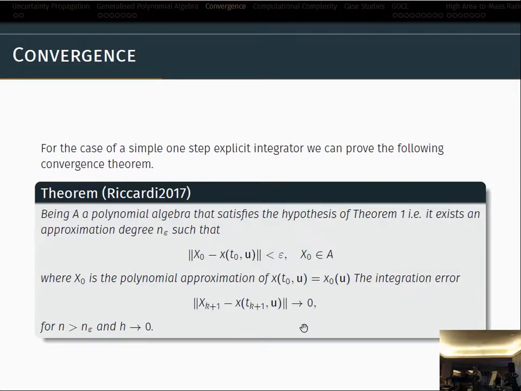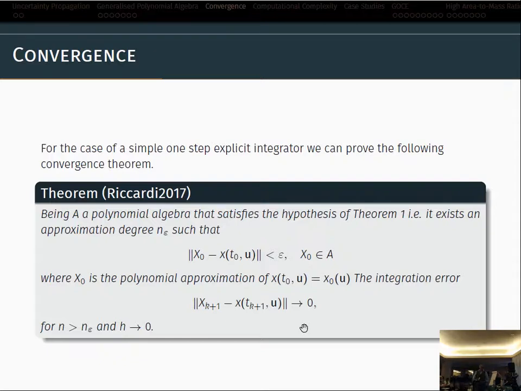So what Annalisa managed to do, provide this simple demonstration, it's 3 pages, but it's a really simple demonstration, that if this property is satisfied on the initial conditions, so if the representation with polynomials for a certain degree of the polynomial is arbitrarily close to the actual distribution of the initial state, then at a certain integration step k plus 1, when I increase the order of the polynomials, I am converging to the exact function, the exact solution.